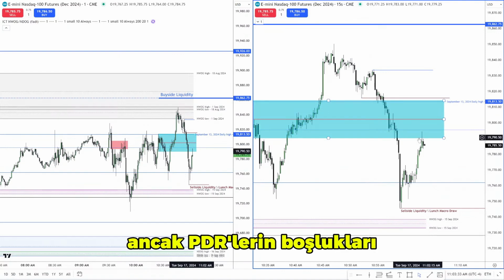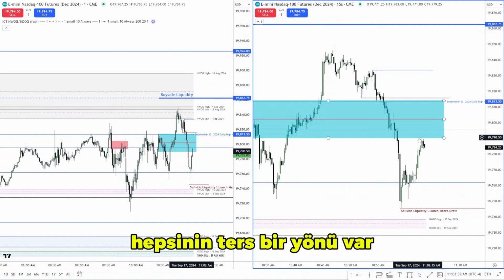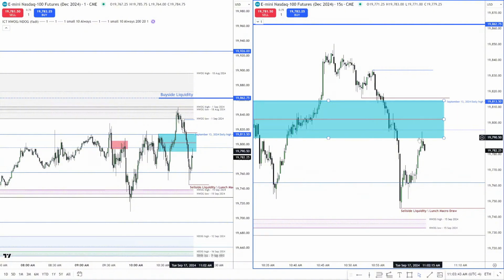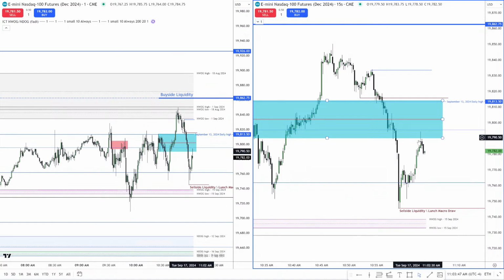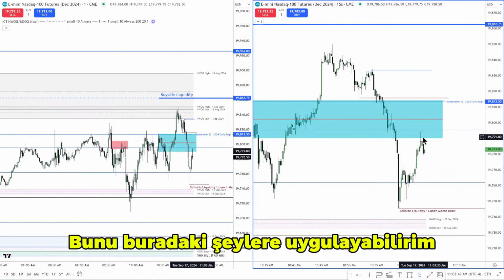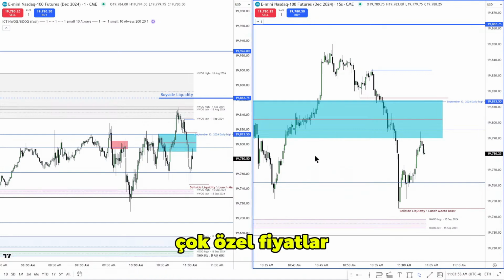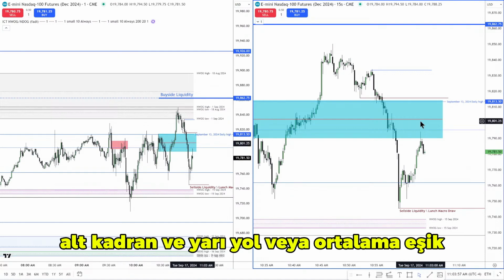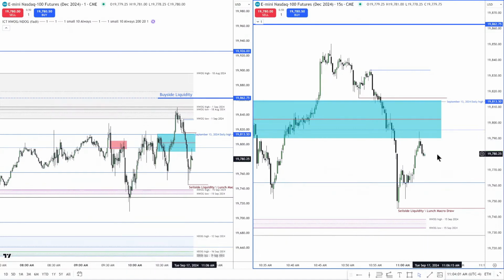But the gaps, the PD arrays, everything that I key off of in price, they all have an inverted aspect to them. So they can be treated the opposite. What you think about classic support and resistance, I can apply that to these things here, but it's not classic support and resistance. It's very specific candles. It's very specific prices. The low, the lower quadrant, and the halfway or mean threshold because it's an order block.